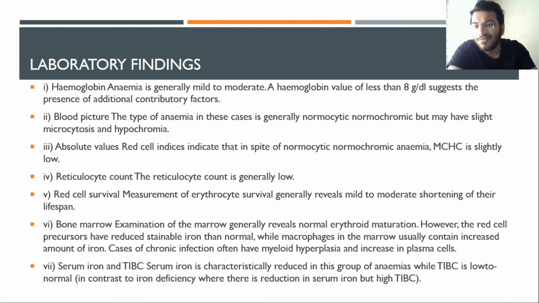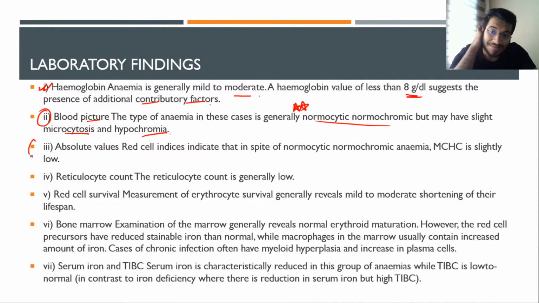Laboratory findings. In hemoglobin, anemia is generally mild to moderate. Hemoglobin value less than 8 suggests the presence of any additional contributing factors. Blood picture. The type of the anemia in these cases is generally normocytic, normochromic, right? But may have slight microcytosis and hypochromia. Absolute values. Red cell indices indicate that in spite of normocytic normochromic anemia, MCHC is slightly low.